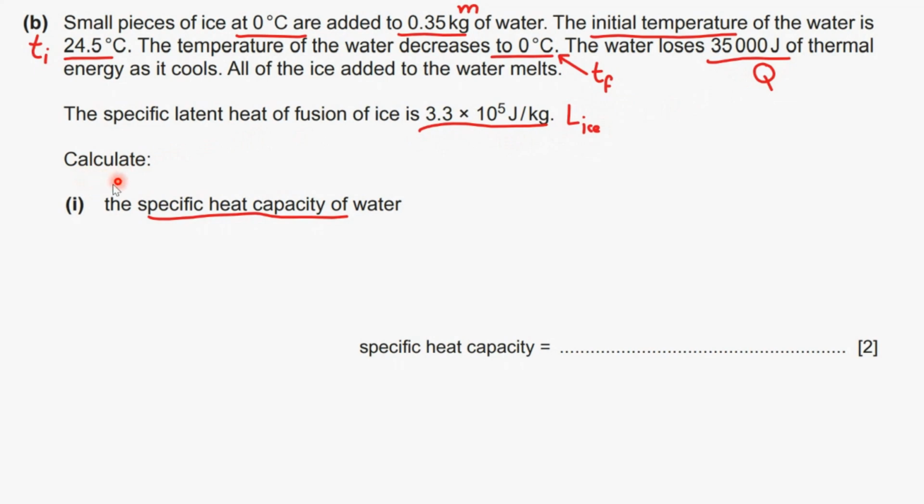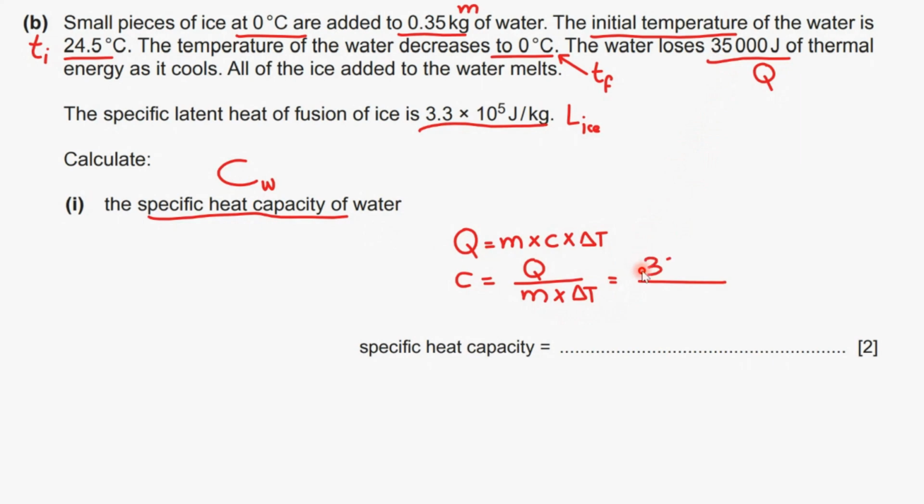The examiner asks us to calculate, in part i, the specific heat capacity of water. The formula linking the energy, mass and change in temperature is Q equals mc delta T. We rearrange the equation: c equals Q divided by m times delta T. Q is the only energy value we have, the 35,000 lost by the water, divided by the mass 0.35 times the change in temperature, 24.5 minus 0, or 0 minus 24.5, not a big issue.